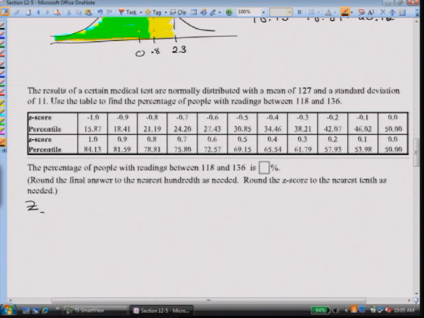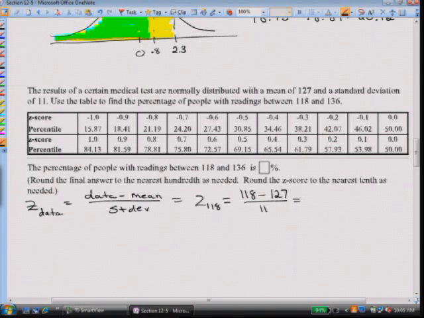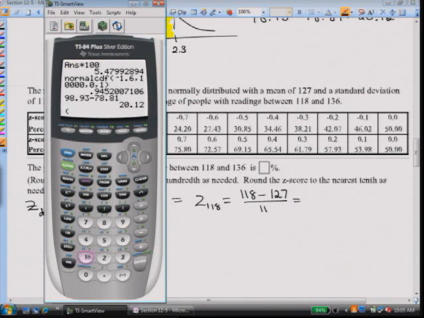So let's first know that the z data value is equal to the data value minus the mean divided by the standard deviation. So for a particular data value, the z-score tells you how many standard deviations you are away from the mean. So for the 118 data value, you do 118 minus the mean, which is 127, and you divide by 11. So if we do that in parentheses on your calculator, you get negative 0.81 repeating.